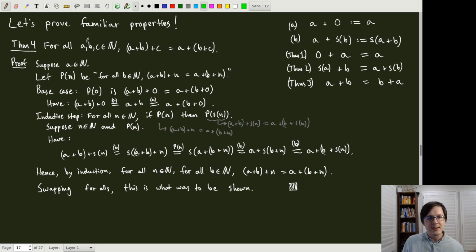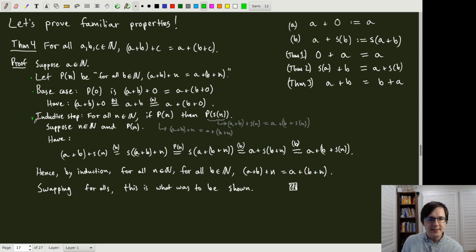Okay, there are three universal quantifiers here: for all a, for all b, and for all c. So let's suppose a is some arbitrary natural number. Then P of n will be the statement, and n will stand for c, which might be a little confusing: for all b in the natural numbers, (a + b) + n equals a + (b + n). So we're going to induct on the third thing that shows up in the expressions. The base case, P of 0, is (a + b) + 0 equals a + (b + 0). This is a simple matter of applying definition A, and I don't need to run through it. You can pause and read it.